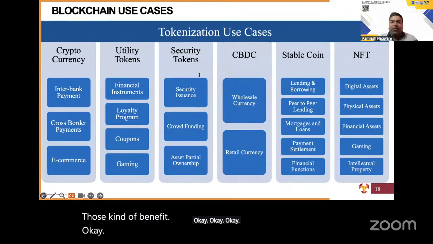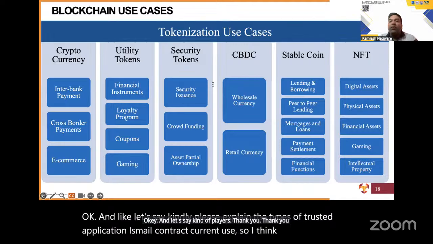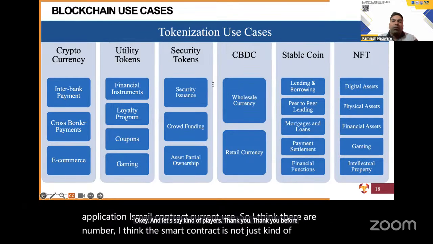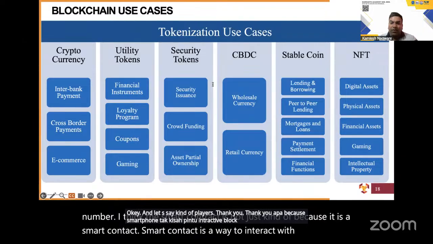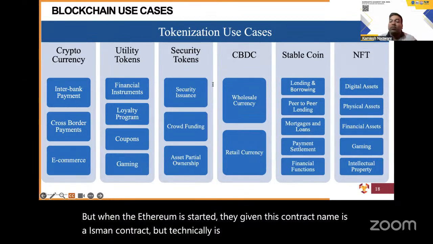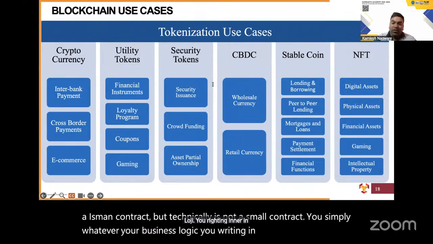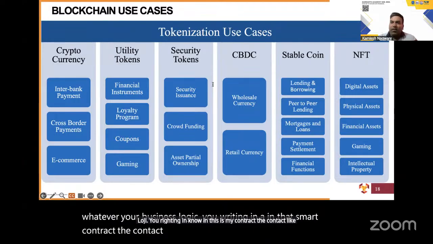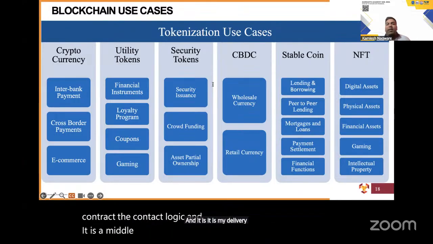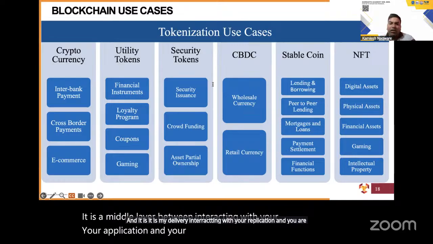Okay, kindly please explain the types of trusted application, smart contract, current use. So I think the smart contract is not just what we call a smart contract. A smart contract is a way to interact with blockchain. When Ethereum started, they gave this contract the name smart contract, but technically it is not a smart contract. Whatever your business logic, you write it in that smart contract, the contract logic, and it is a middle layer between your application and your backend system.